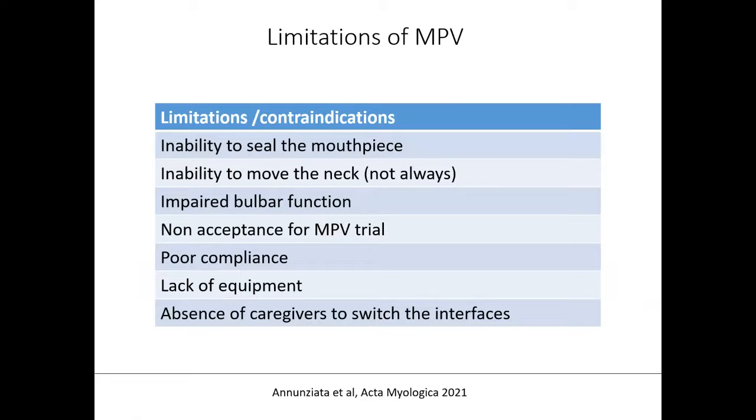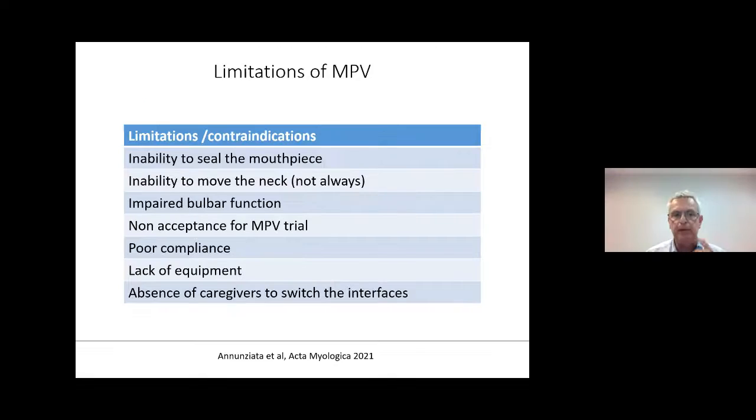The limitation and contraindication of the mouthpiece is the inability to seal the mouthpiece naturally. But for instance, in Duchenne, we had many patients with a big tongue, with macroglossia, and those patients were perfectly able, even without sealing the mouthpiece, to use it with their tongue. A second problem can be the inability to move the neck, but even patients with very little movement can use it. So you do not need large movement, but a little movement is mandatory.